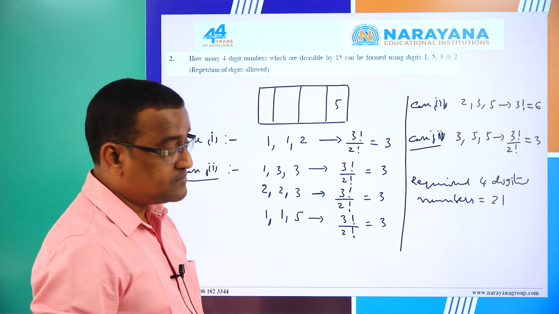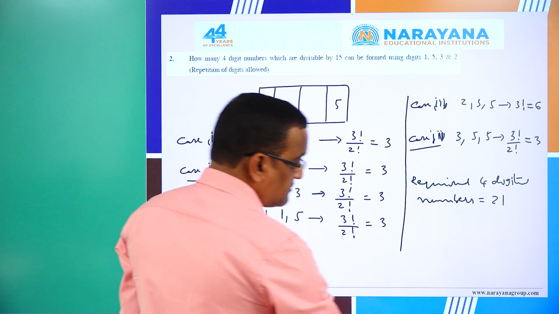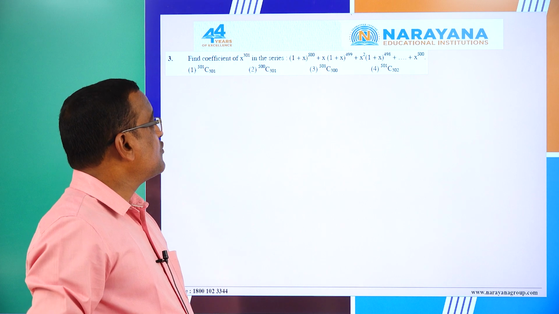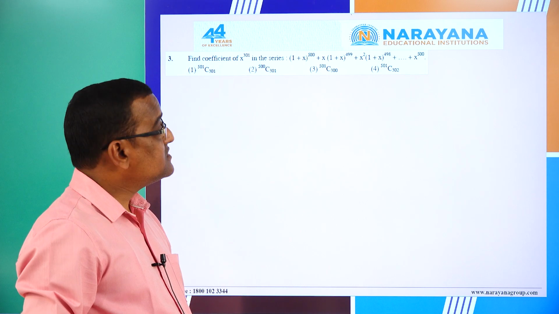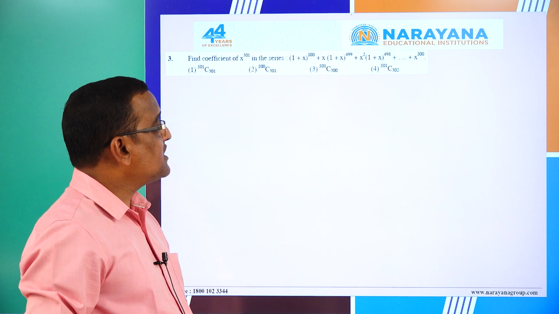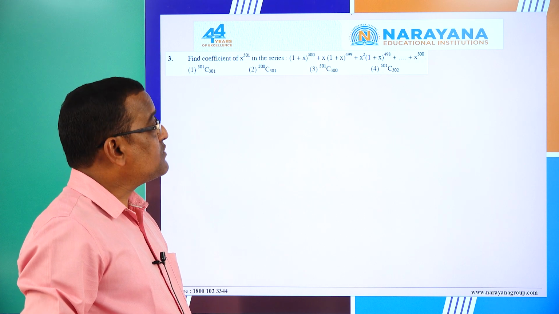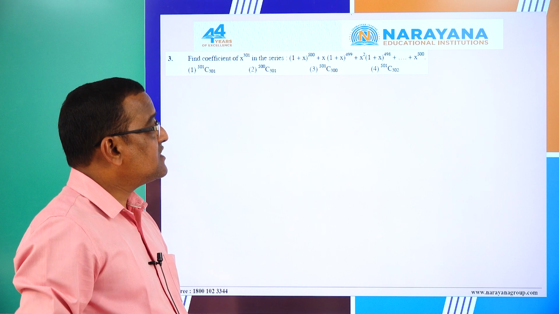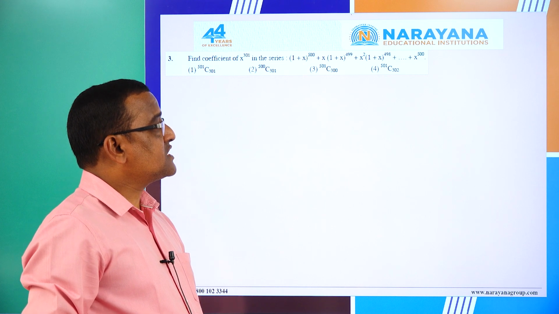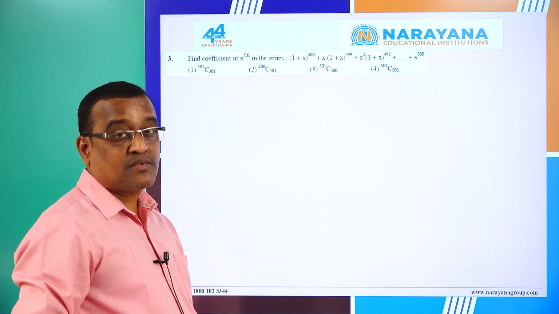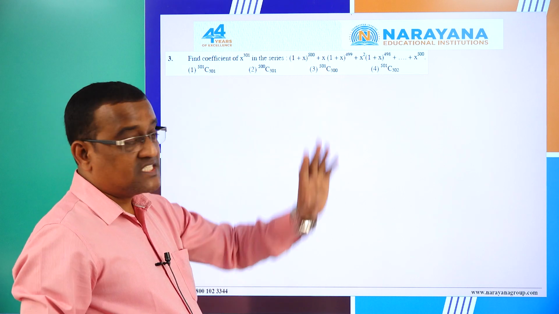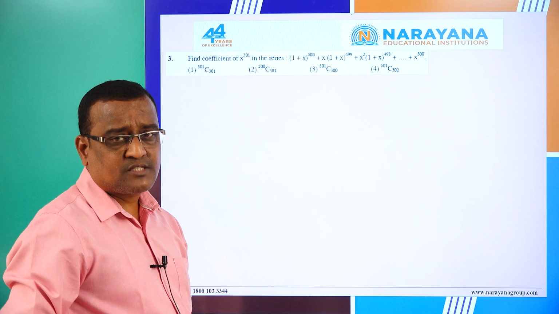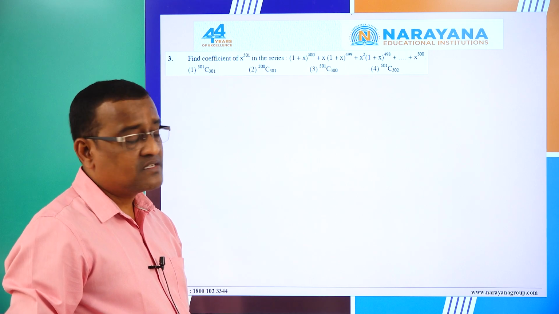Now moving to the next question. Find the coefficient of x^301 in the series (1 plus x)^500 plus x(1 plus x)^499 plus x^2(1 plus x)^498 plus and so on plus x^500. First, simplify the given series, after that you have to find the x^301 coefficient.